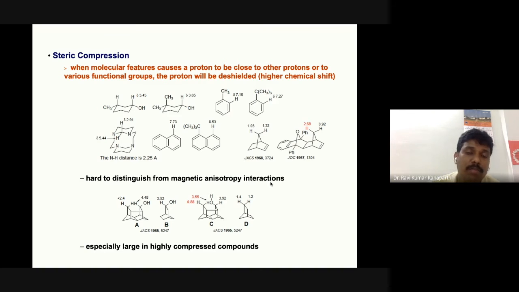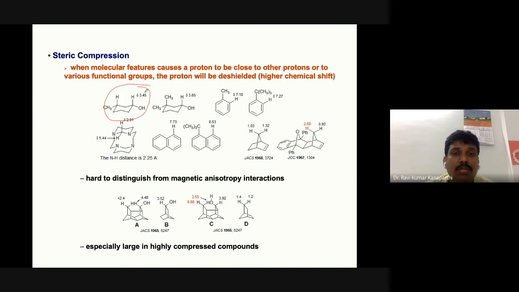These are all based on some of the observations when people have synthesized certain molecules and recorded the NMR spectrum. When they look at those numbers, these are empirical statements or point summaries of the observations. Suppose a proton is very close to many other protons on a nearby functional group. Such a proton will be de-shielding.